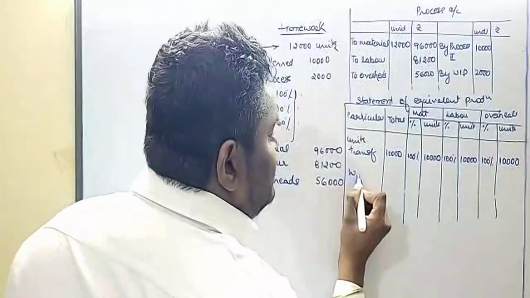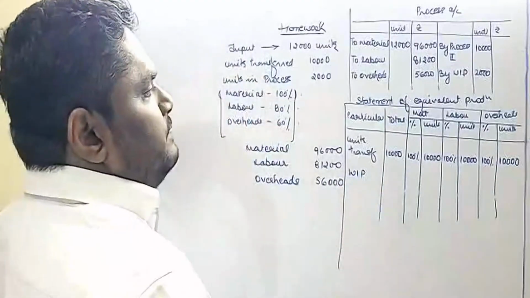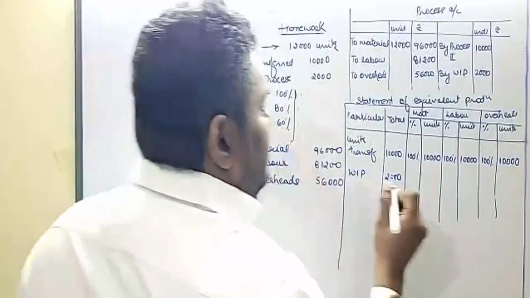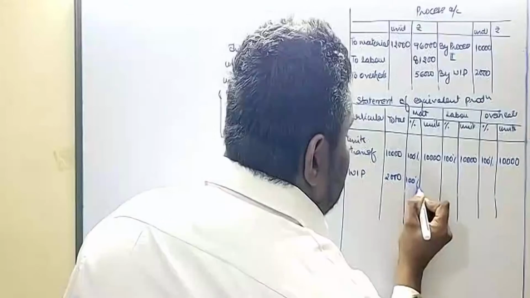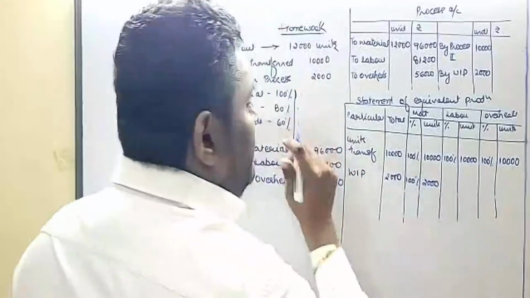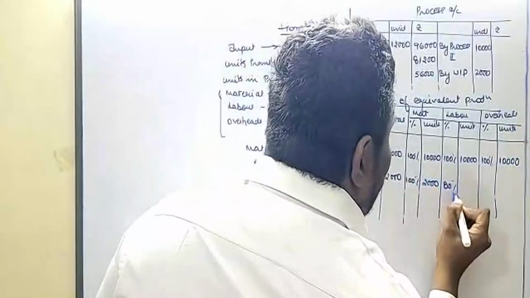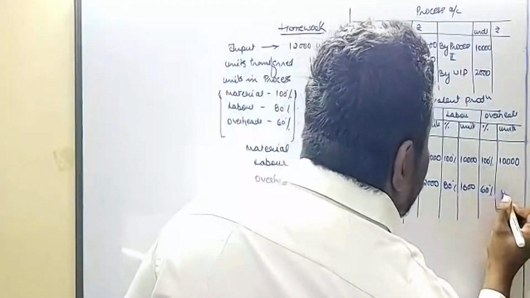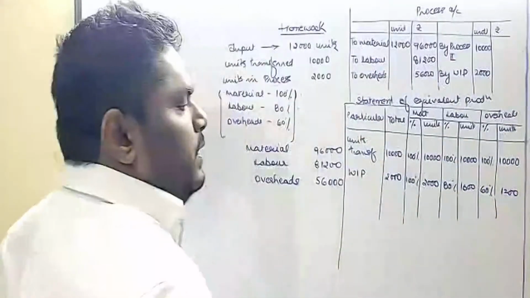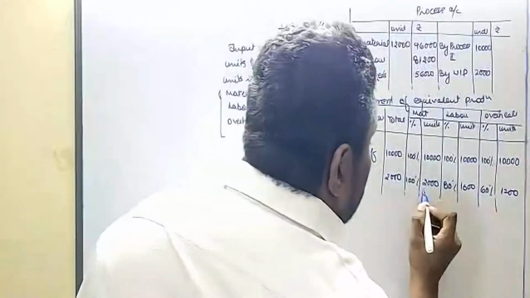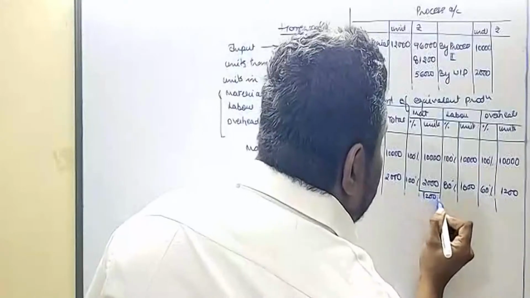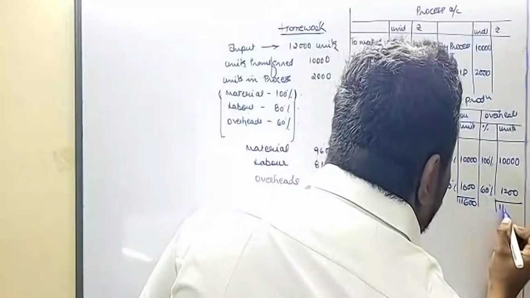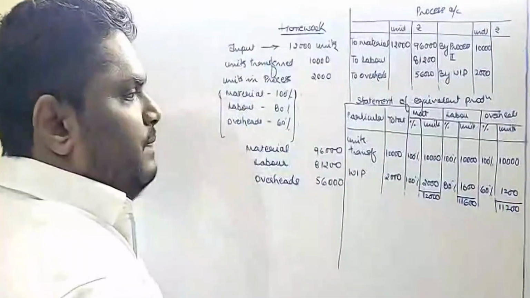When talking about closing work in progress, the units that are still in process is 2,000. They are 100% complete as far as material is concerned. So 2,000, 80% complete in respect of labor, so 1,600, and 60% complete in respect of overhead, therefore 1,200. So this will be 12,000 units, this will be 11,600 units, and this will be 11,200 units.